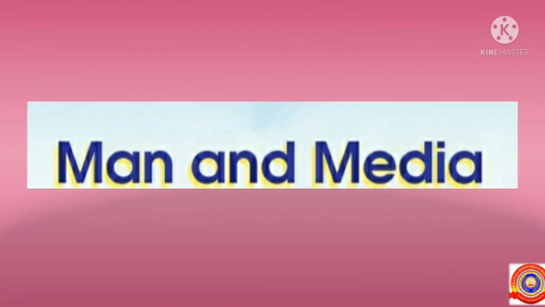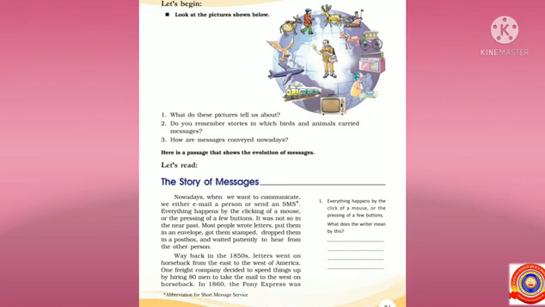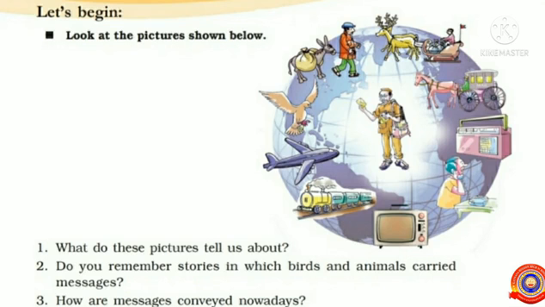Now, all of you take page number 80. Look at the pictures shown below. What do these pictures tell us about? Yes, these pictures tell us about the stages of development in the field of sending messages. Do you remember stories in which birds and animals carried messages? Yes. How are messages conveyed nowadays? Yes, very good. Nowadays, messages are conveyed by email or SMS.